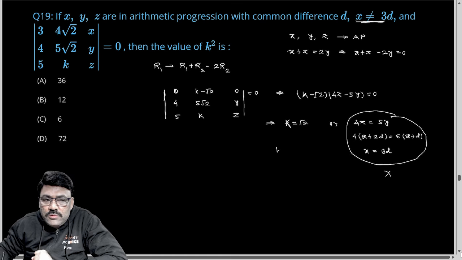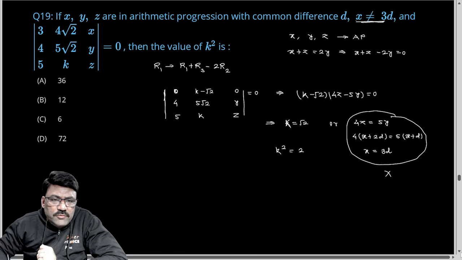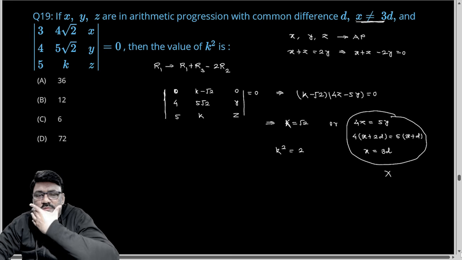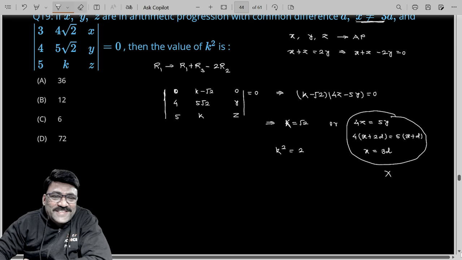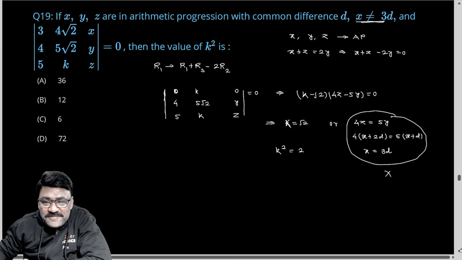And K is equal to root 2, so obviously K square will be what? But why am I not getting the correct answer? Let me check if I'm making some mistake. First plus last minus 2 times second. Oh, I did a mistake here.